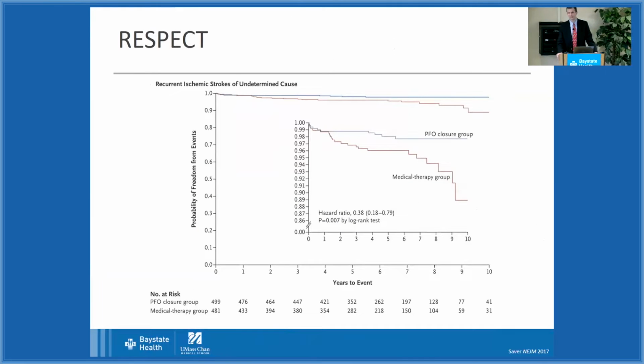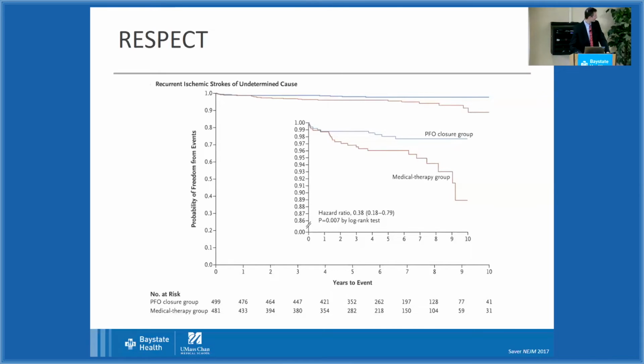So RESPECT, what that means to me is one of the largest cardiovascular trials, conducted over a 10-year period. They enrolled almost 1,000 people and followed them for 10 years, which is a real tour de force in terms of clinical research. They took people who'd had stroke and who had a PFO. Half of them, they gave antiplatelet medications, like we discussed earlier, two antiplatelet medications for 10 years. And half of them, they closed the PFO and gave them 30 days of antiplatelet medications.